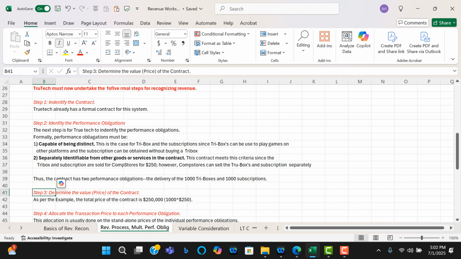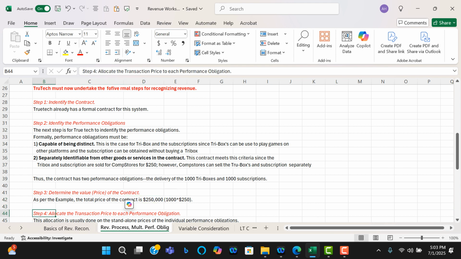Okay, the next one is determine the price of the contract. Well, that's very easy. The total contract here is they're selling 1,000 items packaged for $250. So the price of the contract is $250,000. By paying $250, CompuStores will get one True Box and one subscription that they can sell to their customers, either together or separately. That's up to them.